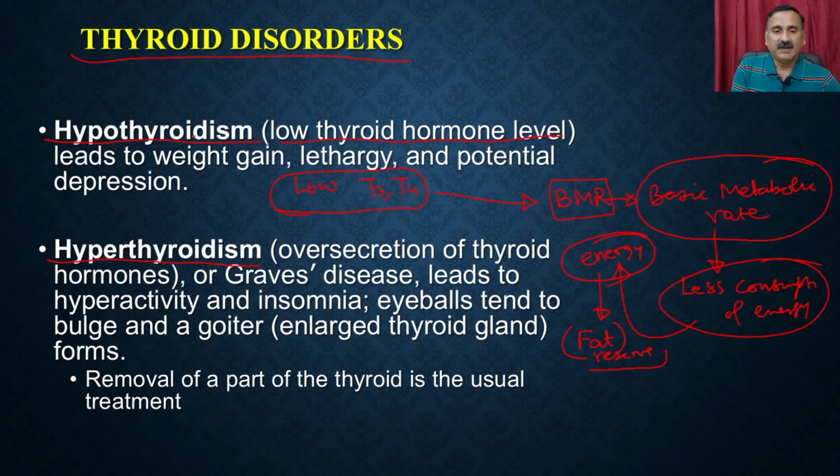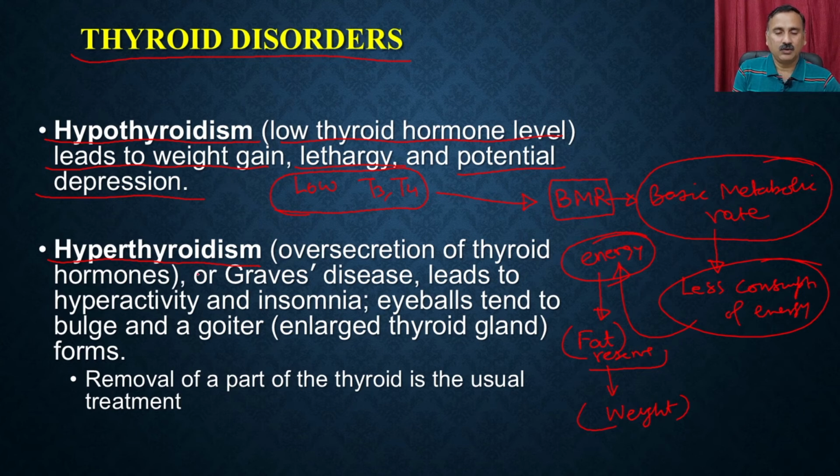So, once there is a low thyroid hormone level, it leads to a lower BMR, or lower basal metabolic rate, and that eventually results in the accumulation of fat. Once there is an accumulation of fat, that results in an increase of the person's weight, which indirectly induces obesity. So, it leads to weight gain, lethargy, and potential depression.